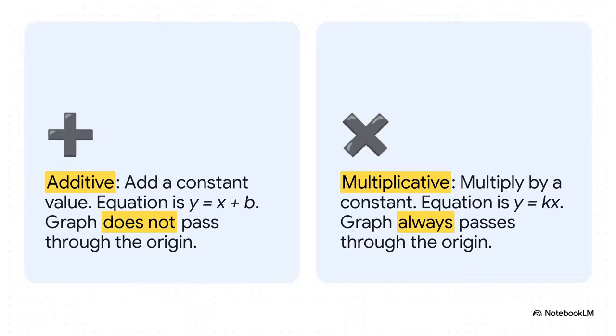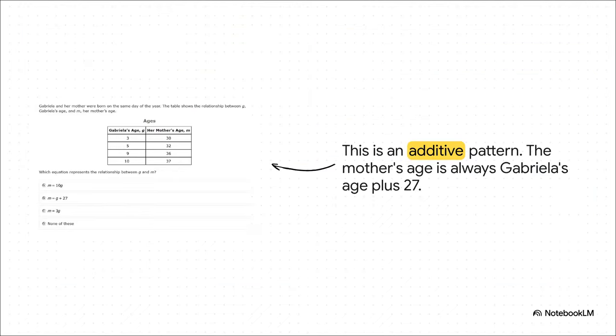First, you've got additive relationships. This is where you always add the same number. The equation for this is usually going to look something like y = x + b. Now, on a graph, its line will not pass through that 0 point, the origin. Then we have multiplicative relationships. This is where you always multiply by the same number. Its equation looks like y = kx. And its graph? It's always a straight line that goes right through that origin point, (0, 0). That's a huge giveaway. Let's look at a real example.